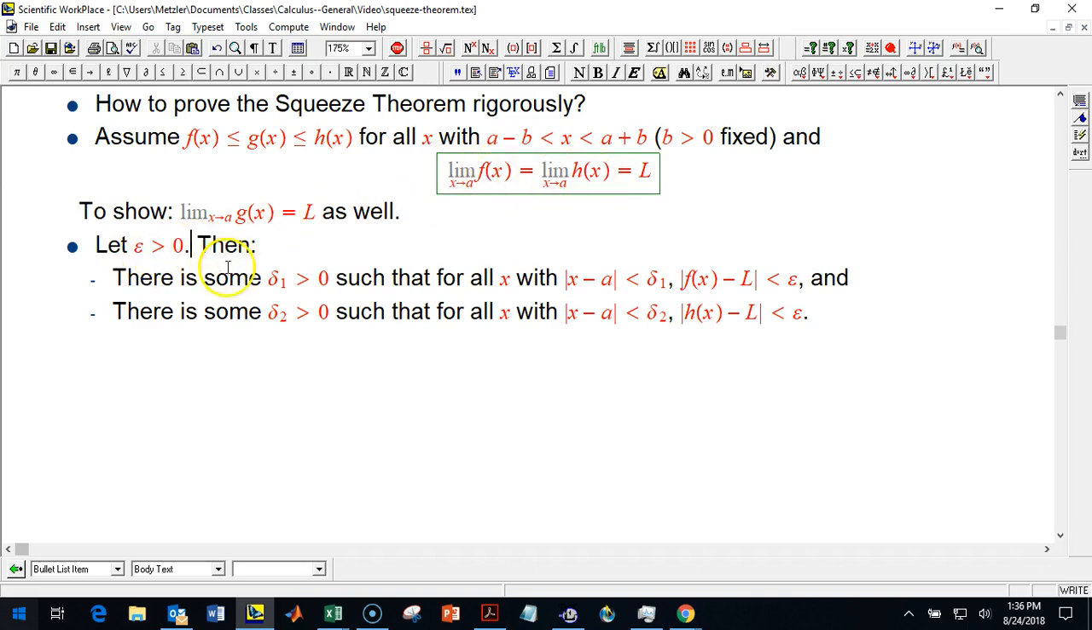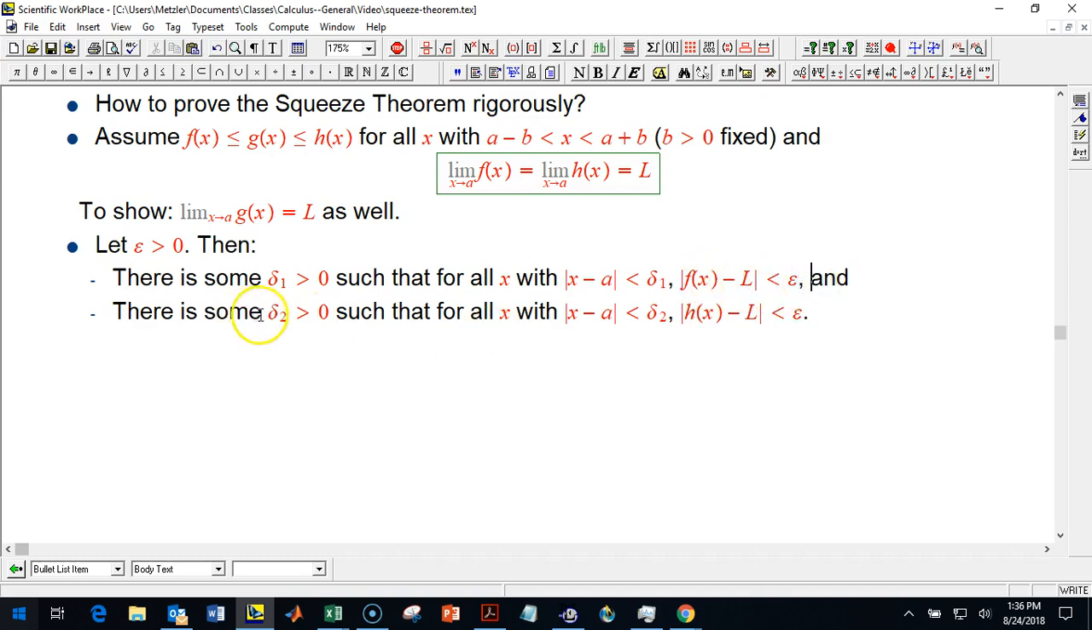Once we've said this, there is some delta 1 greater than 0, such that for all x with the absolute value of x minus a less than delta 1, the absolute value of f of x minus L is less than epsilon. So when x is close to a to a certain degree, which depends on the function f, then f of x is close to L.